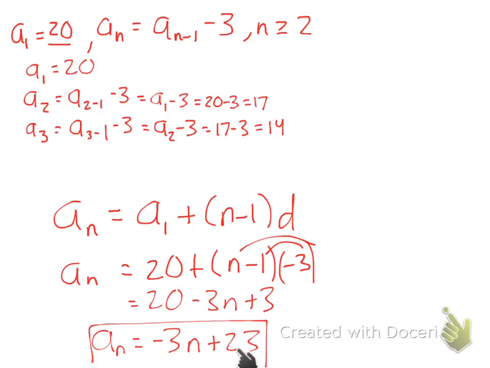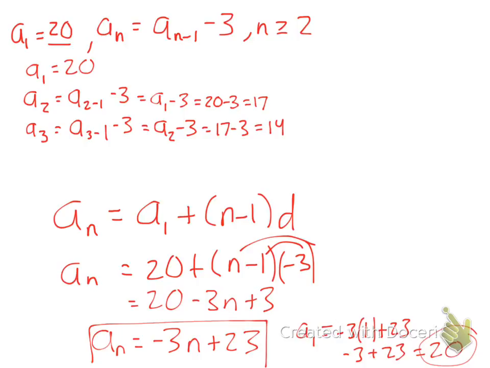So what's the quickest way to use the explicit formula to find the first term? A1. Guys, what's A1? A1 is negative 3 times 1 plus 23, or negative 3 plus 23, which is 20. You now have A1. You know what d is. You can go and put it into any formula for arithmetic sequence you want. Isn't that cool?